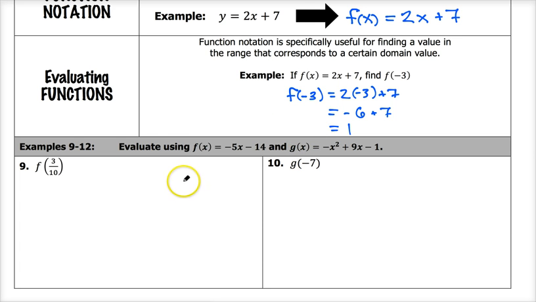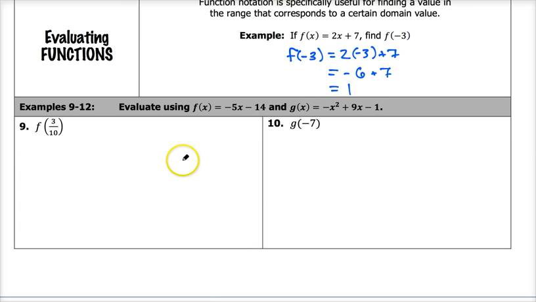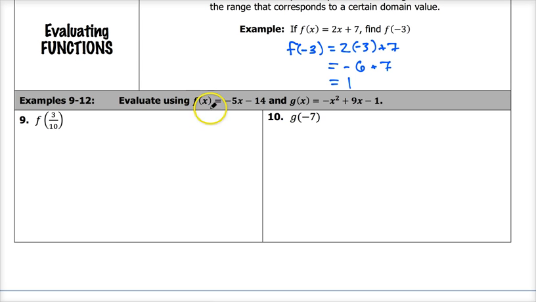So in examples 9 through 12 here, I've given you a couple of different functions, an f of x equals negative 5x minus 14 and a g of x equals negative x squared plus 9x minus 1, and asked you to find either f of or g of an input value. So number 9, f of 3/10 means we're going to take the f of x function and we're going to substitute 3/10 in for x.